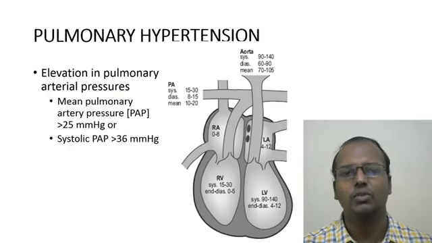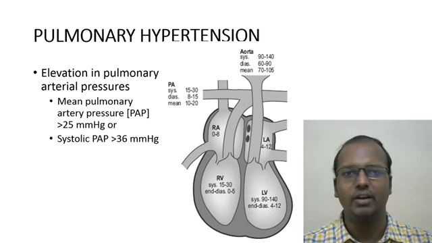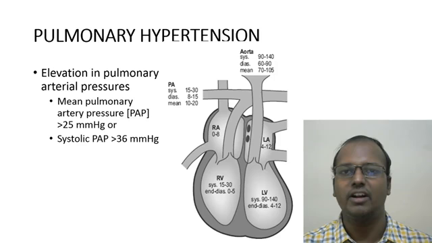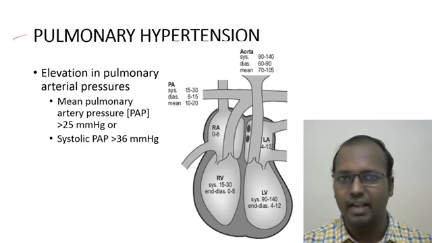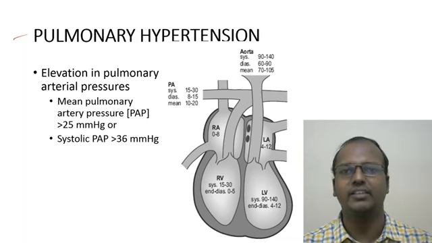Next, coming to another important complication of rheumatic heart disease: pulmonary hypertension. Yes, we discussed atrial fibrillation. It can increase the risk of stroke, so we have to give anticoagulation. It can increase the heart rate and cause undue fatigue, so you have to do rate control.